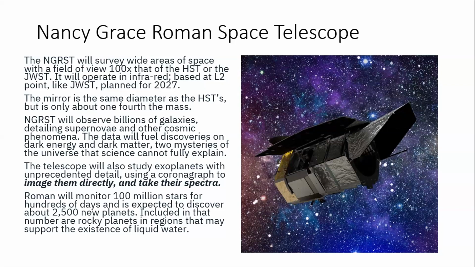The next one is the Nancy Grace Roman Space Telescope, and it's going to do a bit more than Hubble or JWST. It will also look at the infrared. It will also be out at the Lagrange point to get well away from the heat from the Earth and so on. Planned for 2027, the same diameter as the Hubble, but only about a quarter of the mass. And unlike Hubble, it will operate in the infrared, and it will have a much wider field of view than the James Webb, but again, it will be surveying in the infrared.